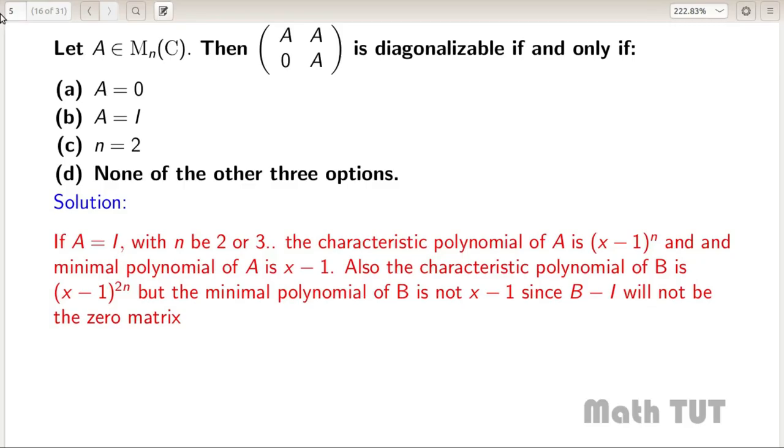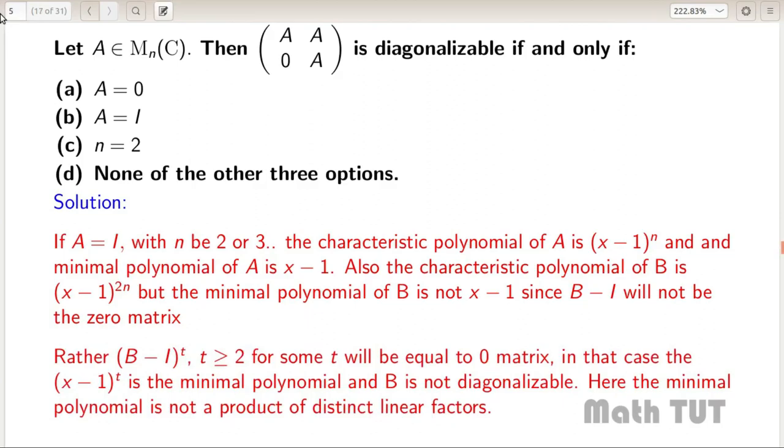Obviously, we have also shown that option C is not true because the sufficient part is not working out there, because when we took A equal to the 0 matrix with whatever order, we are getting it as diagonalizable. Now in this case we can see that B minus I is not a 0 matrix, but B minus I power some t will be a 0 matrix. So x minus 1 power t is the minimal polynomial and B is not diagonalizable. Here the minimal polynomial is not a product of distinct linear factors.